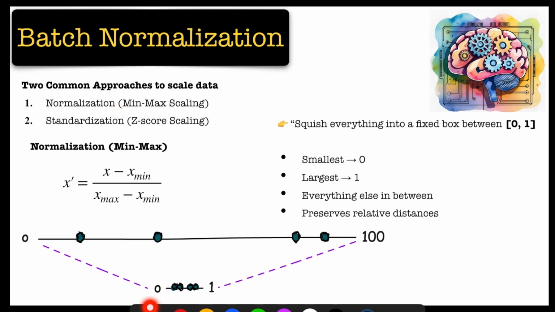Normalization is called min-max scaling. Let's say we have the data in a 0 to 100 range. We squeeze the data between 0 and 1 in a fixed box. Whatever the data range, we just squeeze the data into 0 and 1. The smallest will be 0, the largest will be 1, and everything else will lie in between. So how do we calculate that? X minus x min, and divided by x max minus x min, where x max is the max and x min is the min. This is how we normalize any data. That's why it preserves the relative distance between the data points.